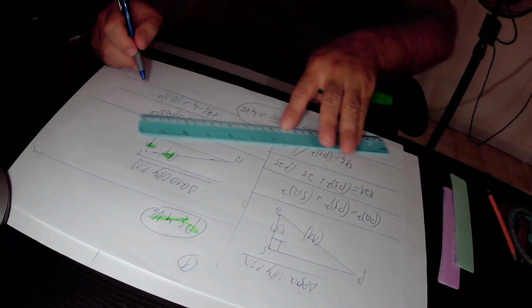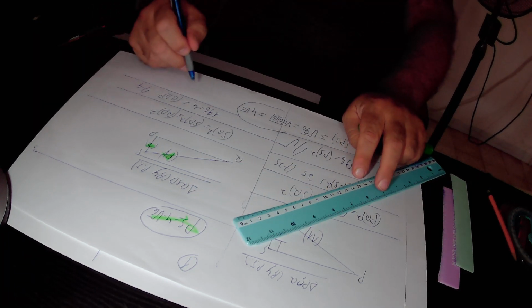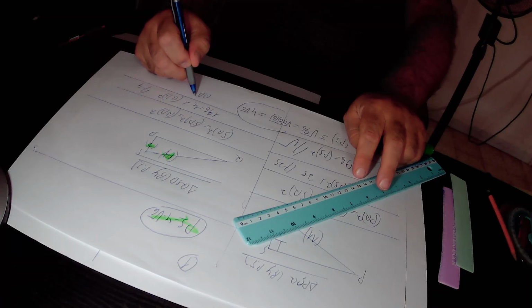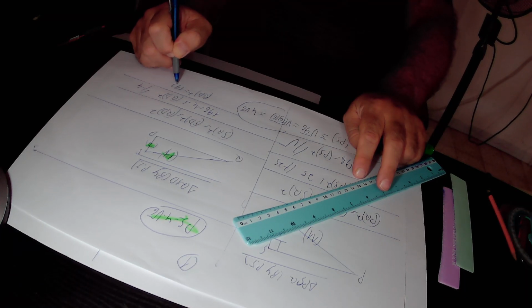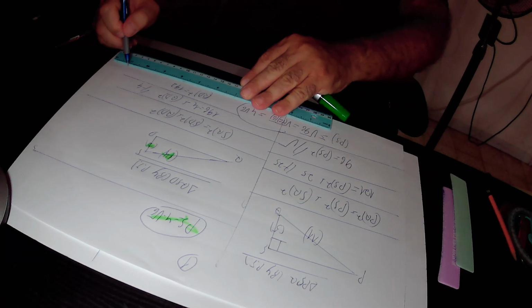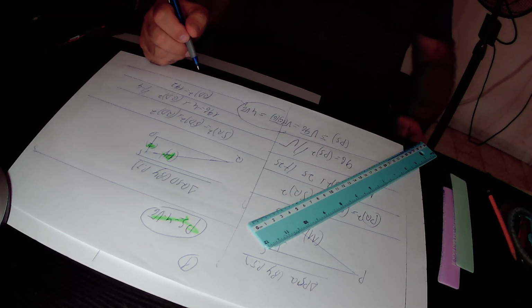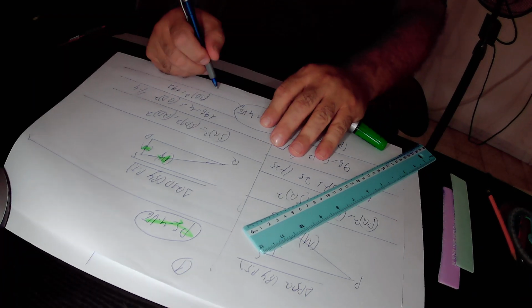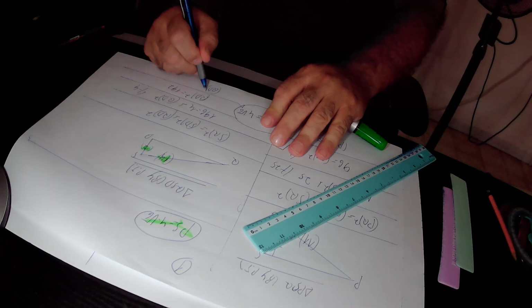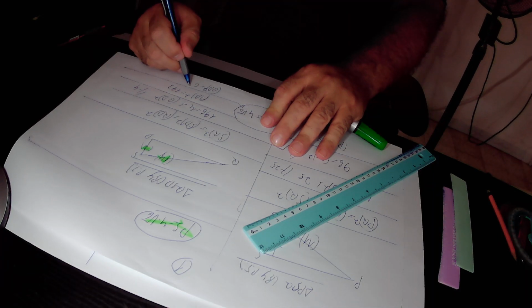Here we subtract 4 from this equation, and we get that QD squared equals 196 minus 4, which is 192. 192 is 64 times 3. So we substitute 192 by 64 times 3. So QD squared equals 64 times 3.